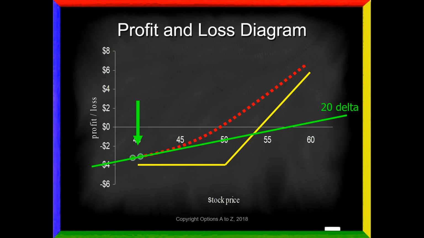So it's important to understand when you're looking in your broker's platform and it says, in this example, your delta is 20, it's only talking about a very small range. It doesn't mean your option's always going to be 20 delta.